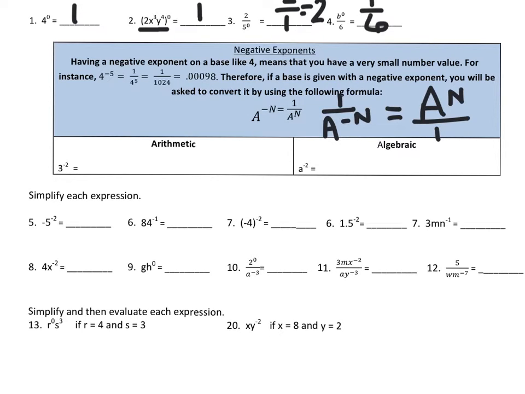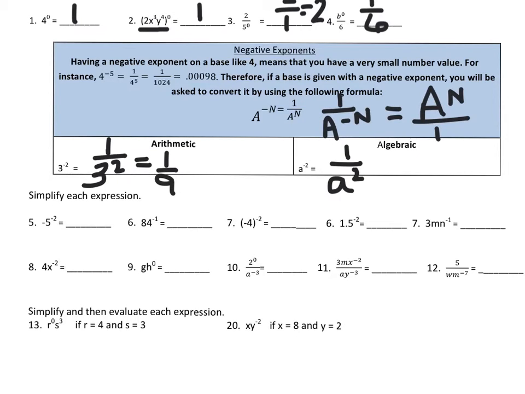So if you look at arithmetic, all that means is that you have a number, 3 to the negative 2. That negative exponent tells you to move it to the bottom and make that exponent positive. So we'd have 1 over 3 squared, and we know what 3 squared is, so we can change that to 1/9. Okay, with the algebraic, that just means you're doing this with a variable, but it works the same way. We have a to the negative 2nd, so that negative exponent tells us to move that a squared to the bottom, and as we do that, our exponent becomes positive.